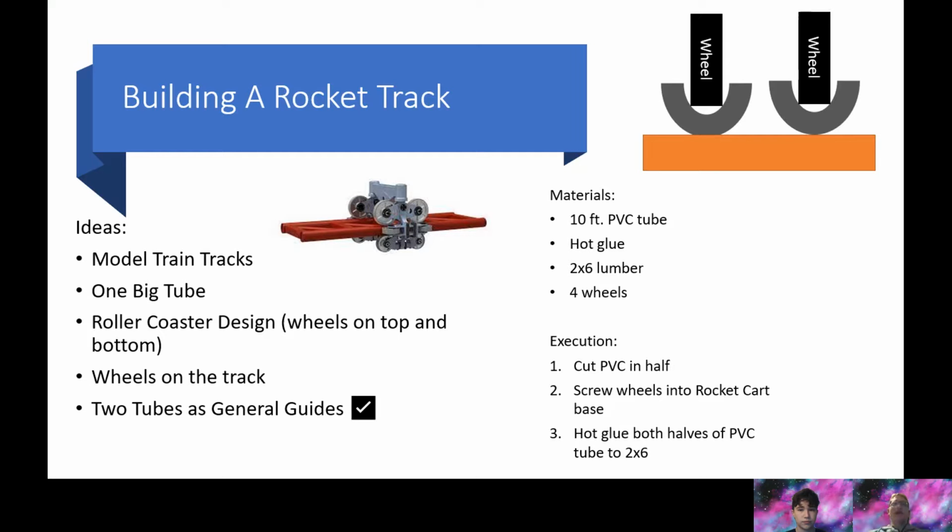So Alex and I decided that the first step of this project would best be building the track for the rocket cart and the homemade engine. We went through a couple ideas like building model train tracks, that sort of thing, and just sending a rocket through a big PVC tube.